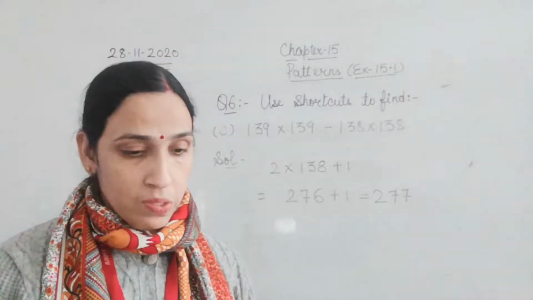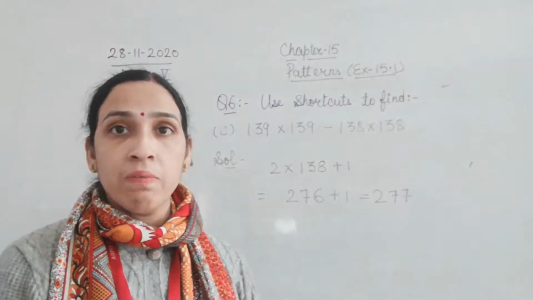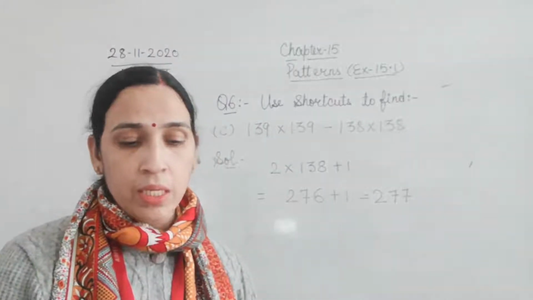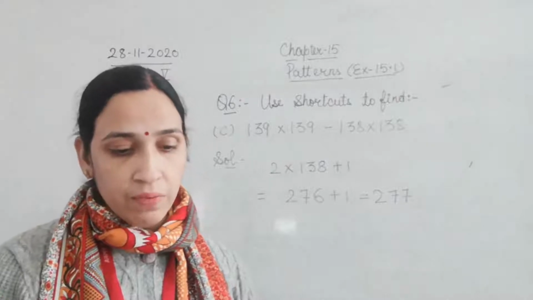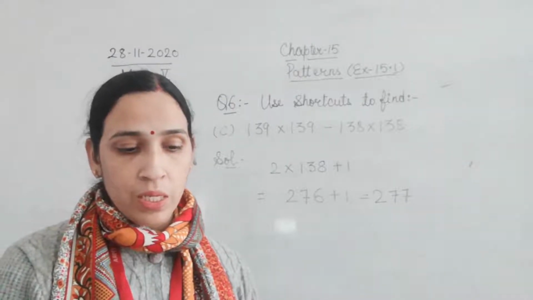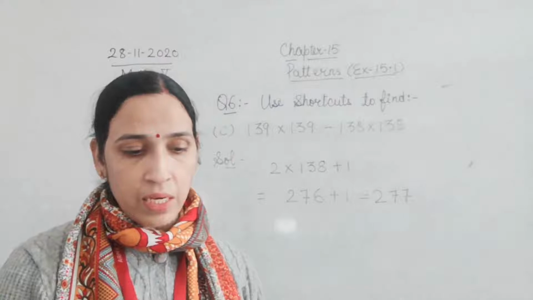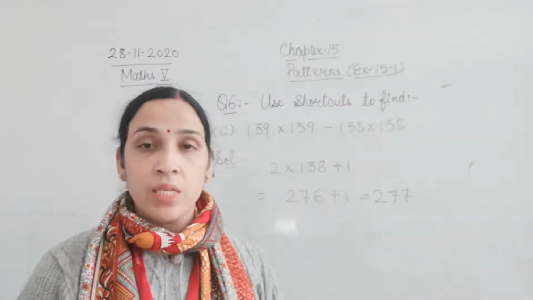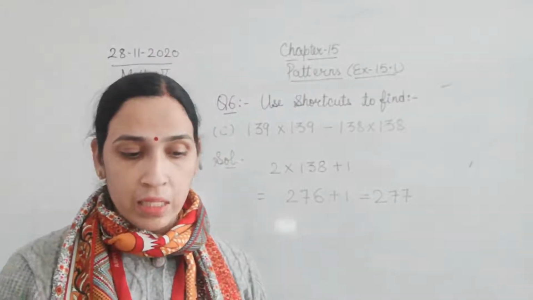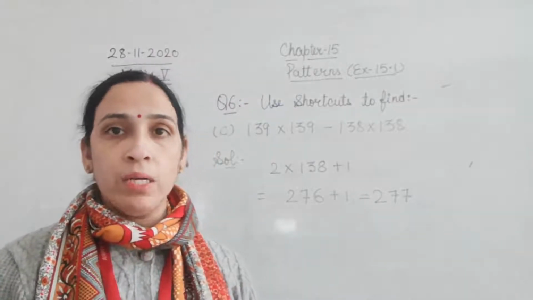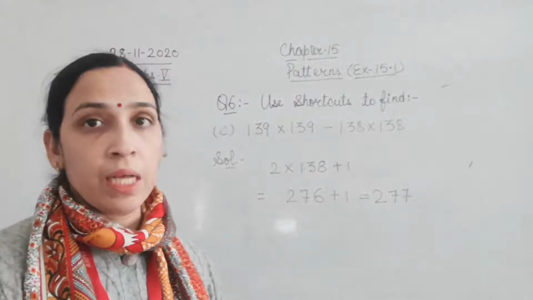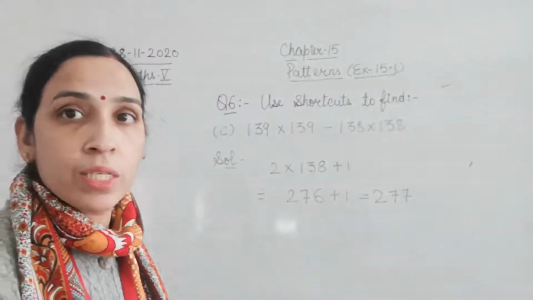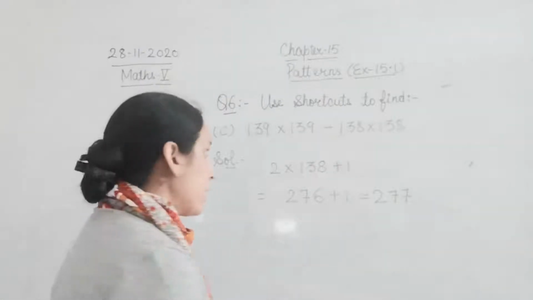Now question number 7, that is complete the following. Again you have been given a series of questions like 100 minus 81, that is 19, 81 minus 64, that is 17, 64 minus 49, that is 15, and it keeps on reducing. Complete the following, we'll see how we will find the solution in that case. So let's start that.